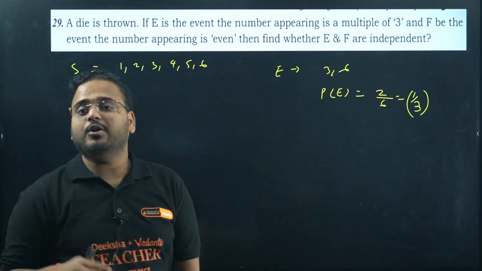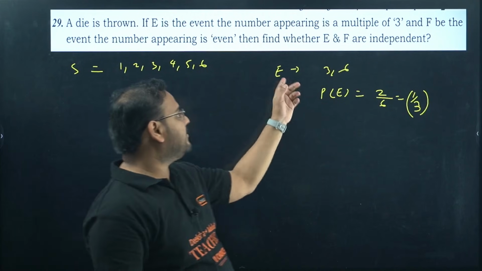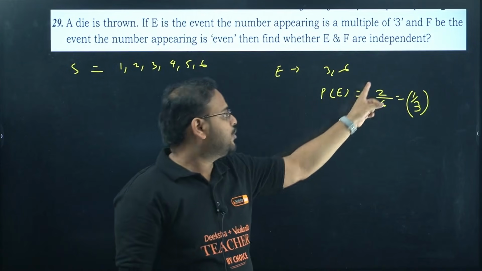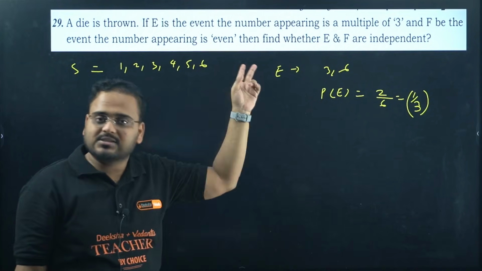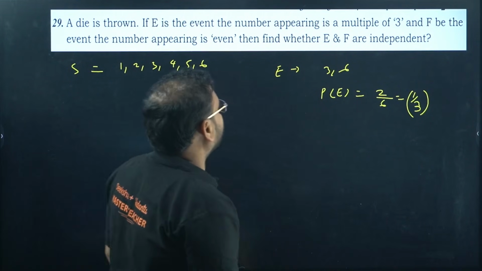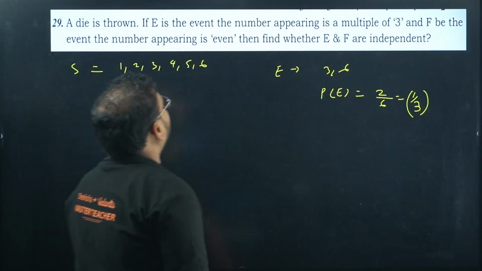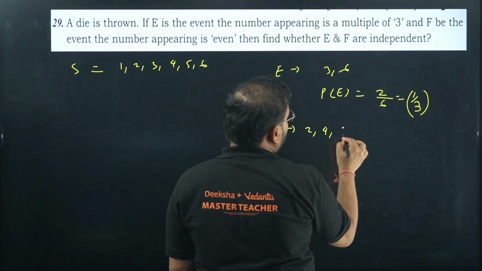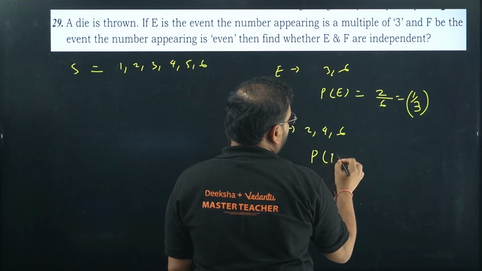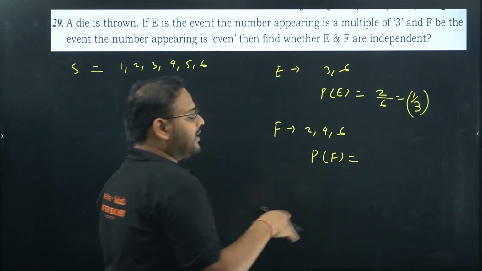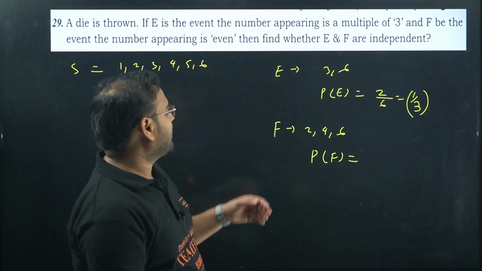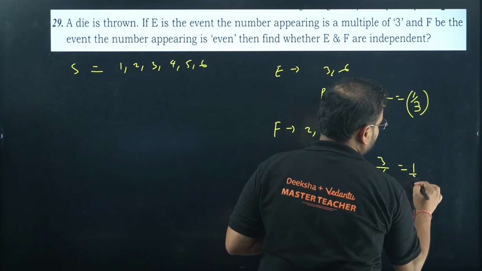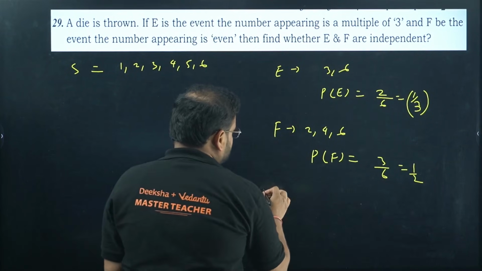Because probability of getting the event E. What is the event E? Event E is the multiples of 3. So we have only 2 such options, 3 or 6. 2 by 6. Total options is what? 6. So I get 1 by 3. Okay. F is the event that the number appearing is even. So even numbers will be what? 2, 4 and 6. So P(F) will be the probability of getting the event F. Total number is what? 1, 2, 3 items. So 3 upon 6, I get 1 by 2. Now let's look for intersection of E and F.